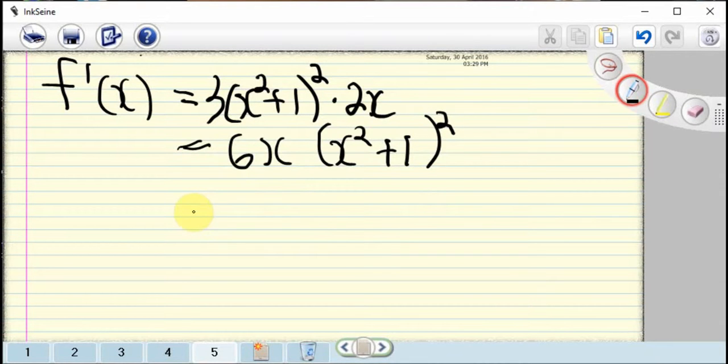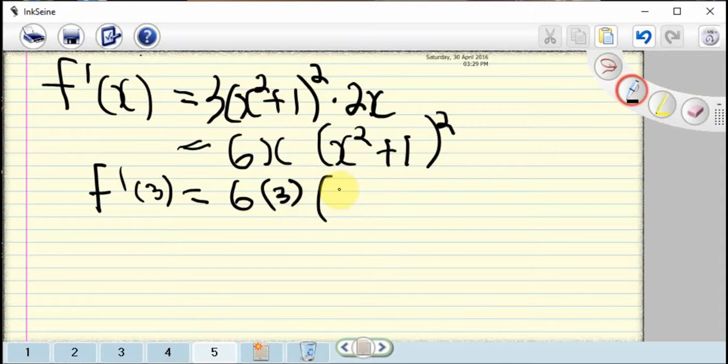Now that we have our gradient function, we can plug in our value of x to find the gradient at that point. So we're finding f prime of 3. So that's 6 multiplied by 3. It's not 3. I think I've just gone back to the previous example.